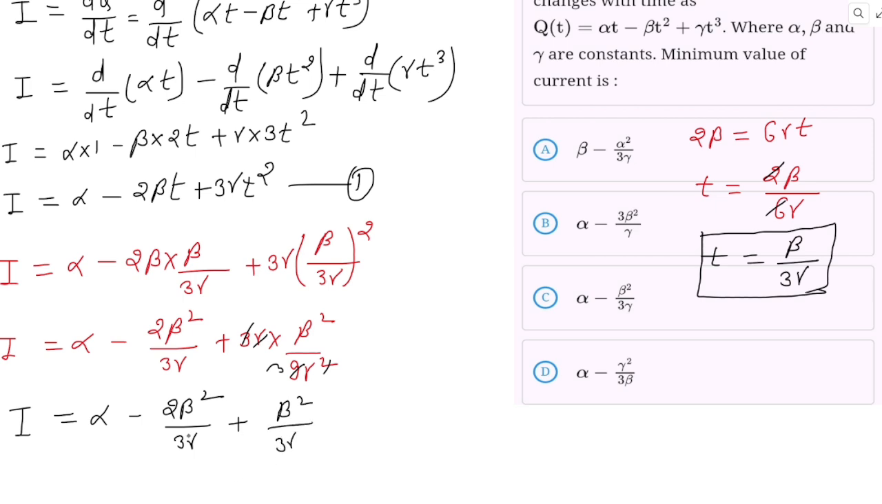Is this clear? And look, in this term you have minus 2 beta square, and this is a single beta square, so simply you can combine them. So the value of current is I equal to alpha minus beta square upon 3 gamma. This will be your final answer. So I equal to alpha minus beta square upon 3 gamma, that is option number C is correct.